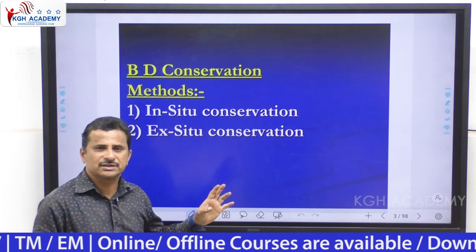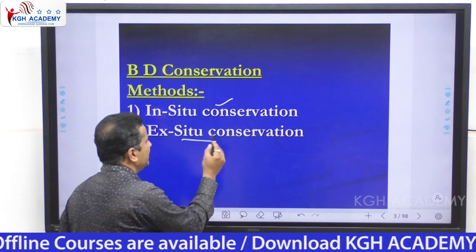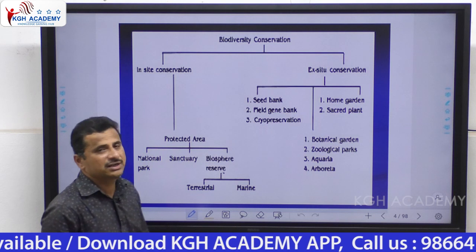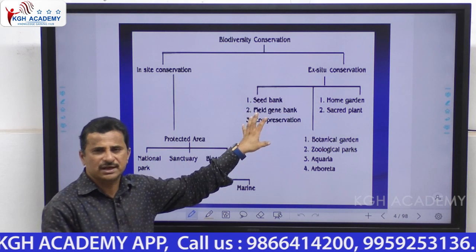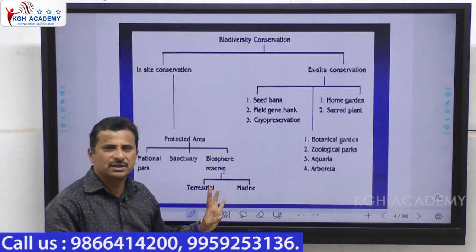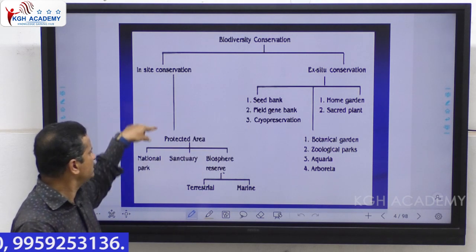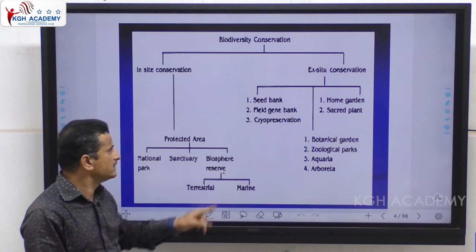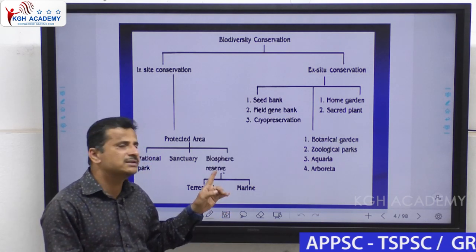Biodiversity conservation is possible by two methods: in-situ conservation and ex-situ conservation. Here we are discussing in-situ conservation and ex-situ conservation clearly. Dear students, convert all this information into a flow chart, because in-situ conservation has different types and ex-situ conservation has different types. For example, in-situ conservation includes national parks, sanctuaries, and biosphere reserves, and ex-situ conservation includes gene banks, cryopreservation, botanical gardens, zoological gardens, and so on.